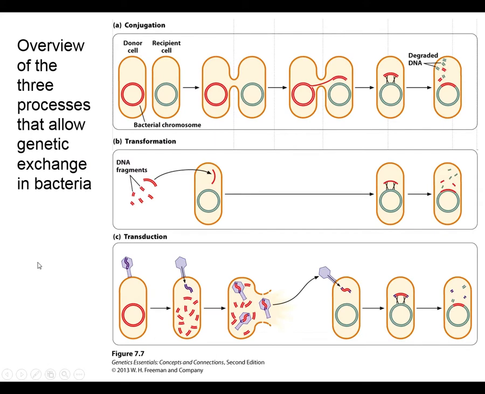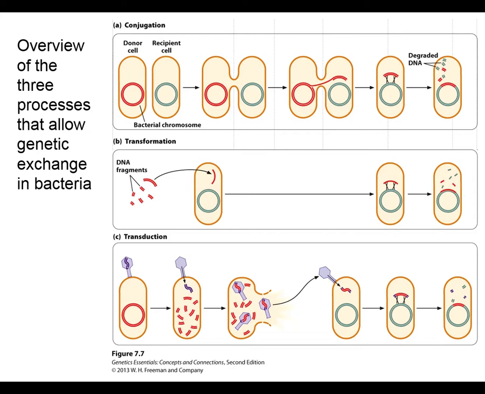So what we're looking at first in Chapter 7 is the process by which bacteria can recombine their genetic molecules, because bacteria don't have meiosis, they don't have sexual reproduction, but there are ways that bacteria can exchange genetic information.